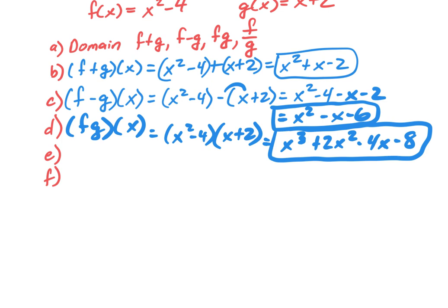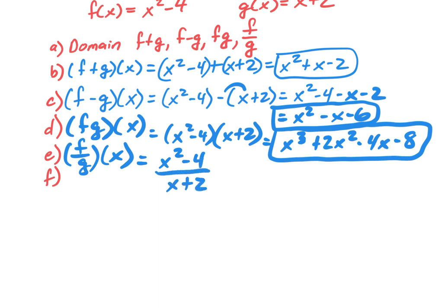Okay, fourth operation is division. We're going to take f divided by g of x. All that means is we're going to put f on top, g on bottom. In some cases, it may say g divided by f, which means I'm going to put g on top and f on bottom. Whatever is on top of the fraction is the function I'm going to put on top. So in this case, we're going to do x squared minus 4 over x plus 2. Okay, here's another thing that we have not done for a while. x squared minus 4.